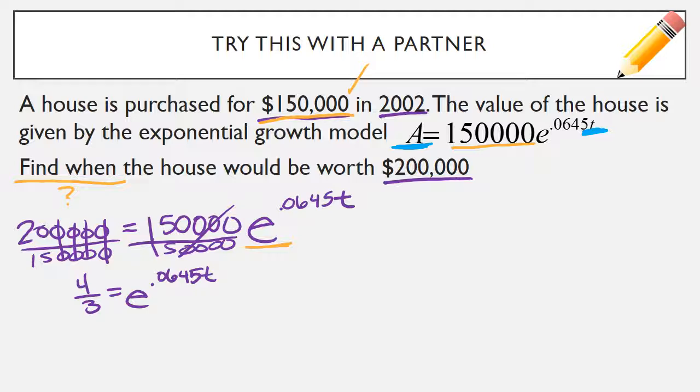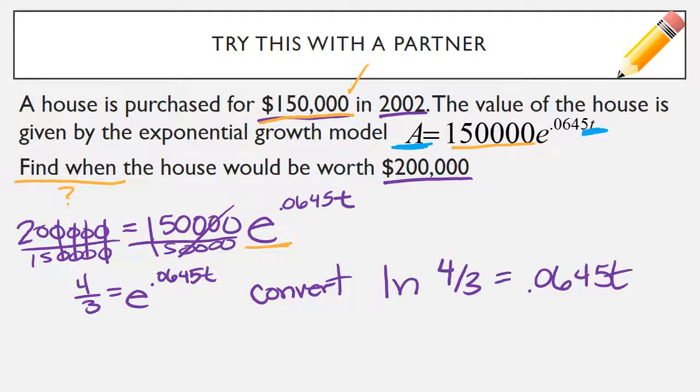I've isolated the base e. I need to solve for the exponent. I can't solve the way it is, which means I have to convert. e becomes ln. The exponent becomes the answer. What's remaining becomes my main value. So now it's much more obvious on how to solve for t. So in my calculator, I would type in ln of 4/3, close the parenthesis, then divide by 0.0645 to get t by itself.